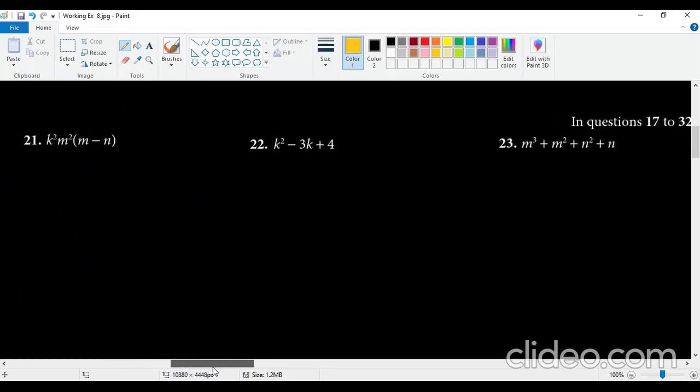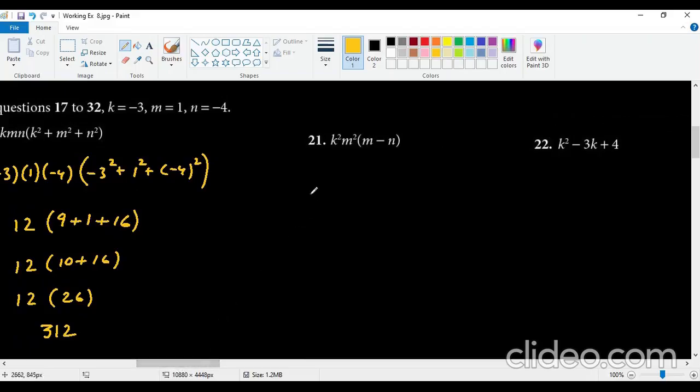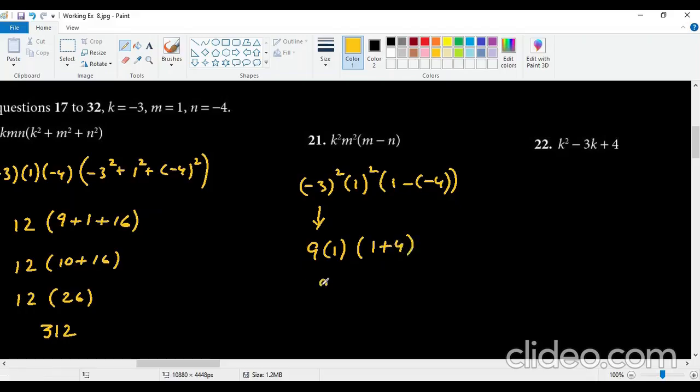Moving on to the next, the value of k is going to be negative 3 squared, the value of m is 1 squared, and the value of n is negative 4. So for this, it is going to give you 9 times 1, and 1 plus 4 is going to give you a 5. So 9 times 5 is going to give you a 45 as an answer.